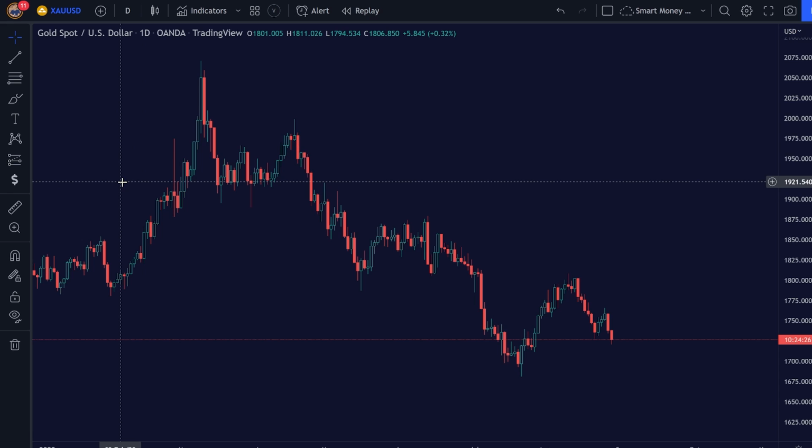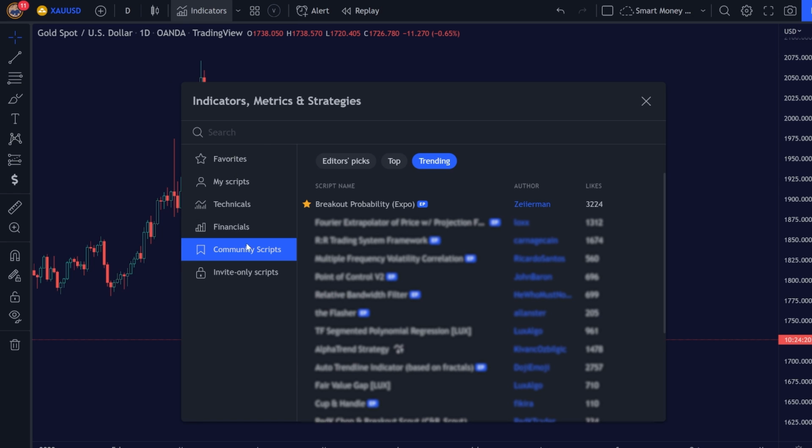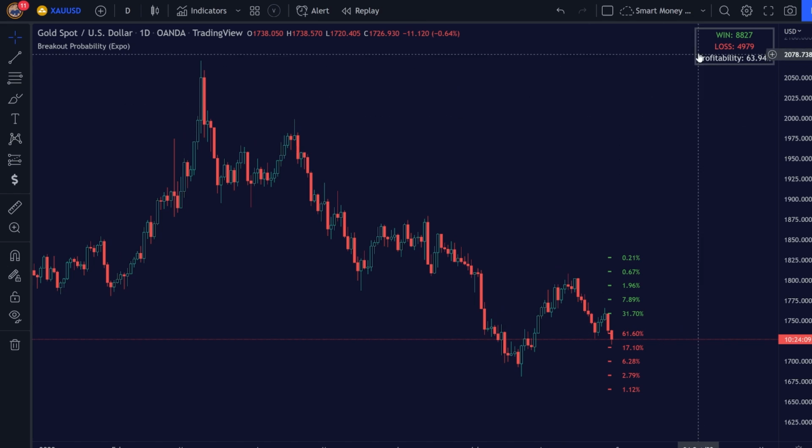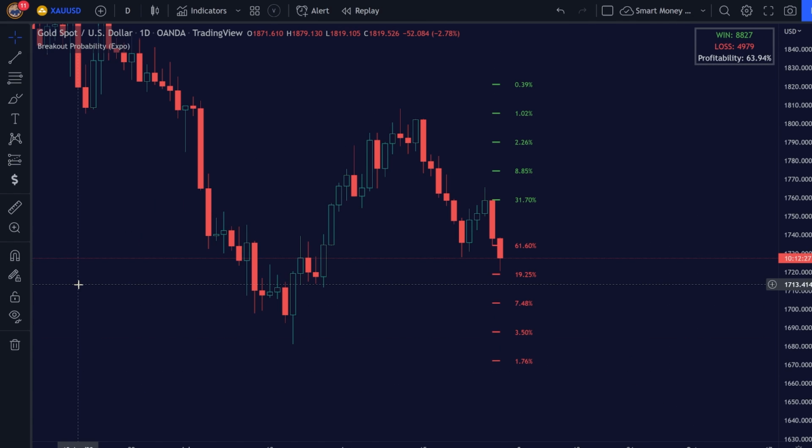Once you have boosted and favorite marked the indicator, you can access the script by going to Indicators, Community Scripts, Trending, and then you find our breakout probability indicator on the top. So just click on that one and the indicator will be loaded on your TradingView charts. Let's have a look at what the indicator displays on your TradingView chart.